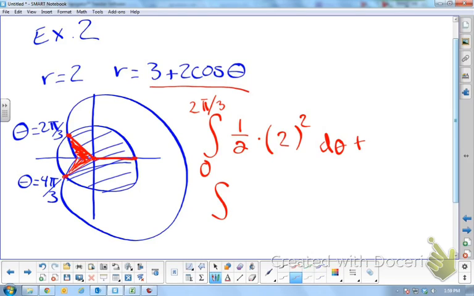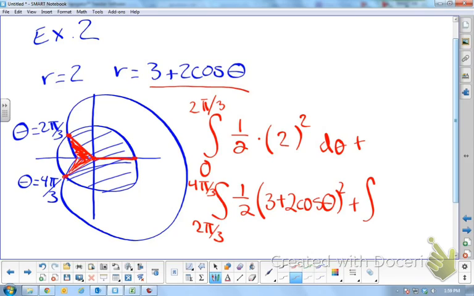So what would our next bounds be? 2 pi thirds to 4 pi thirds. I just don't have enough room; really, it should all be on one line. But what function are we using to get that next piece? 3 plus 2 cosine theta. So 1/2 times 3 plus 2 cosine theta squared, plus, what should our last piece be? To 2 pi, since we're starting at 4 pi thirds and moving up, even though technically it is 0 still. 1/2 times, and again, we're back to using our circle.